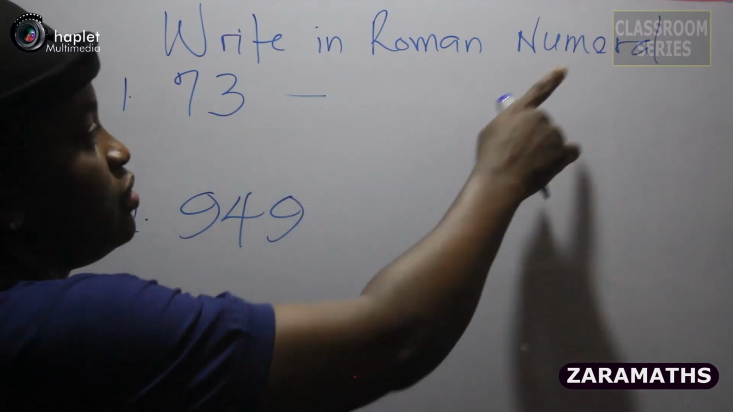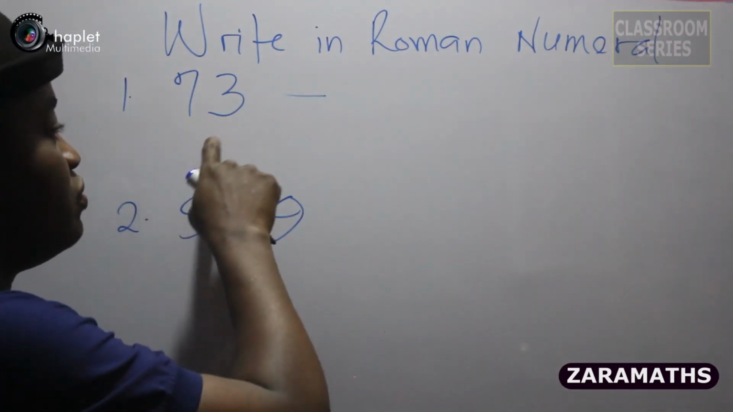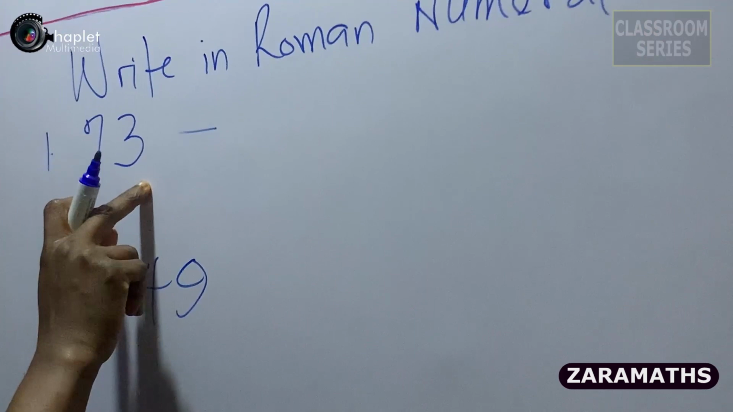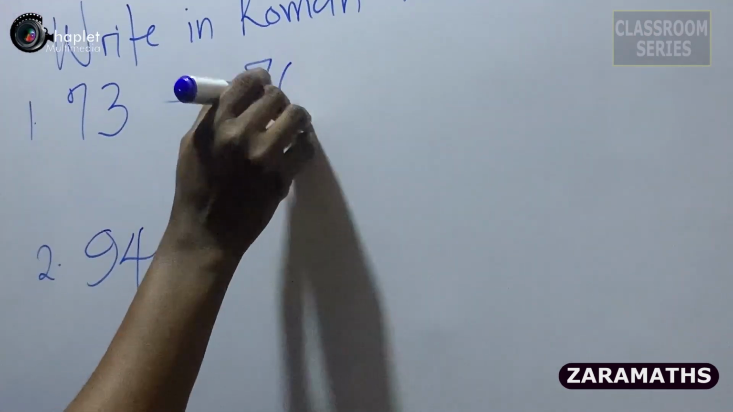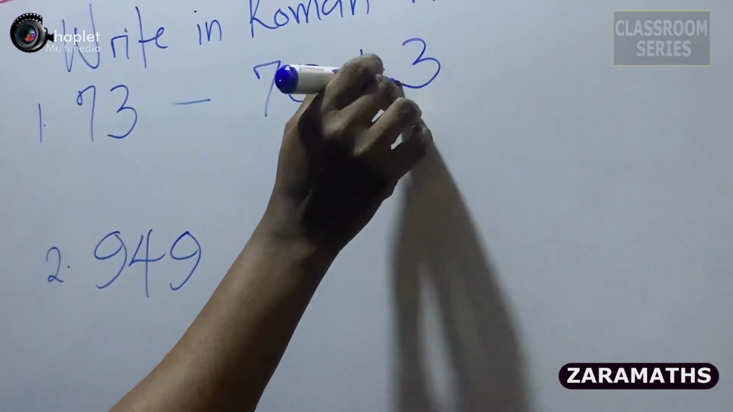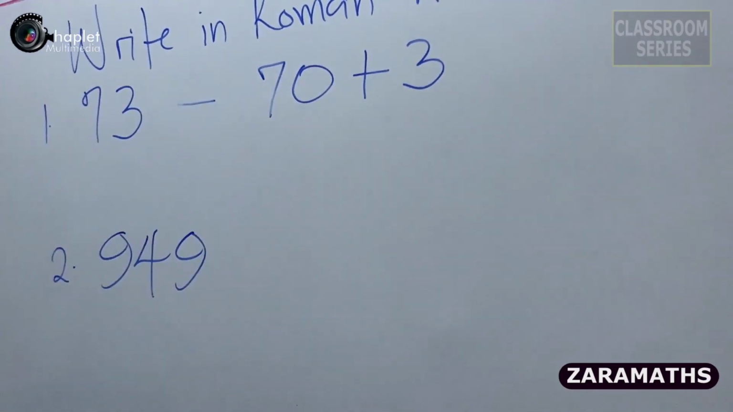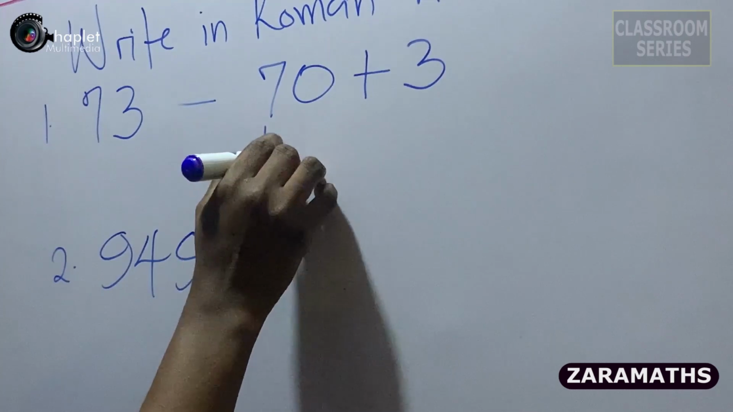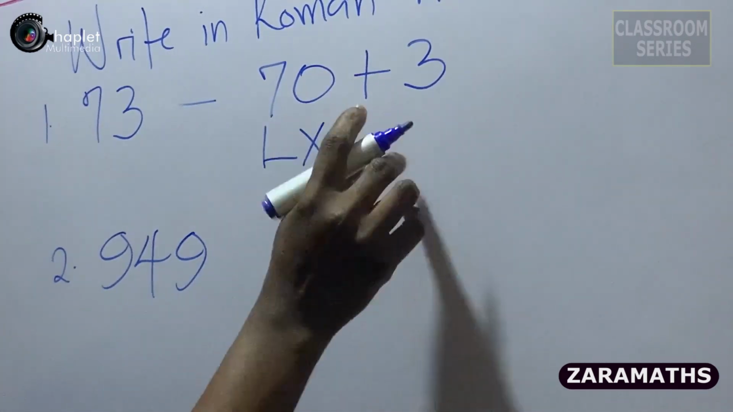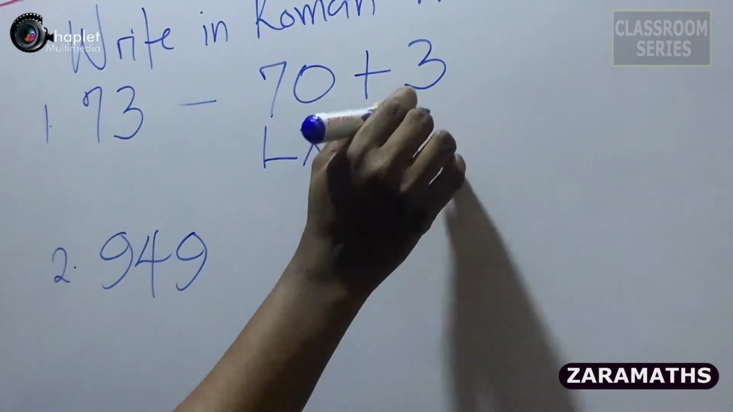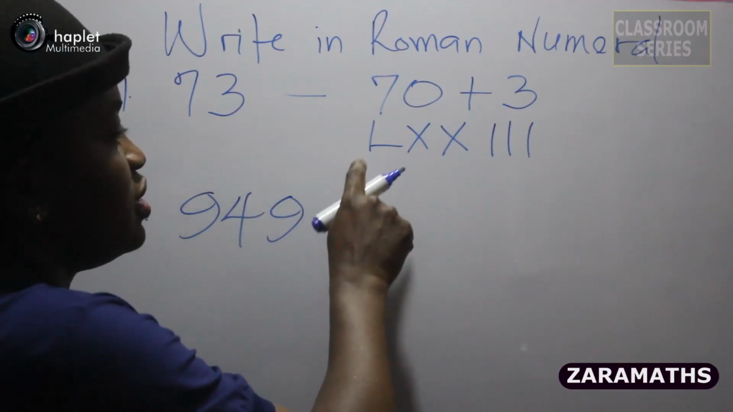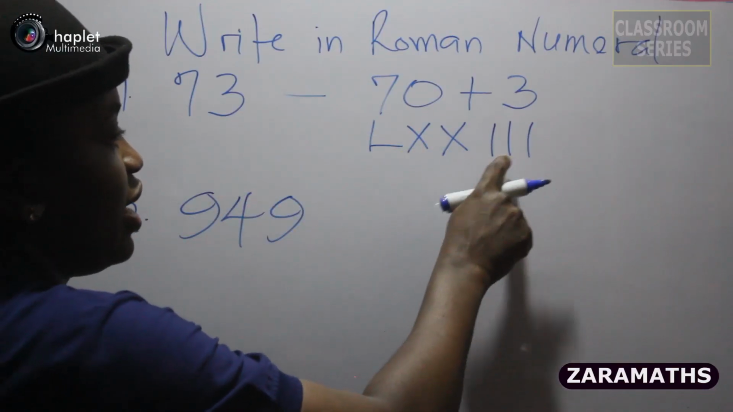Write in Roman numeral 73. 73 can also be written as 70 plus 3. And 70 is 50, 10, 10. That is L, X, X. Then 3 becomes III. So 73 is LXXIII.